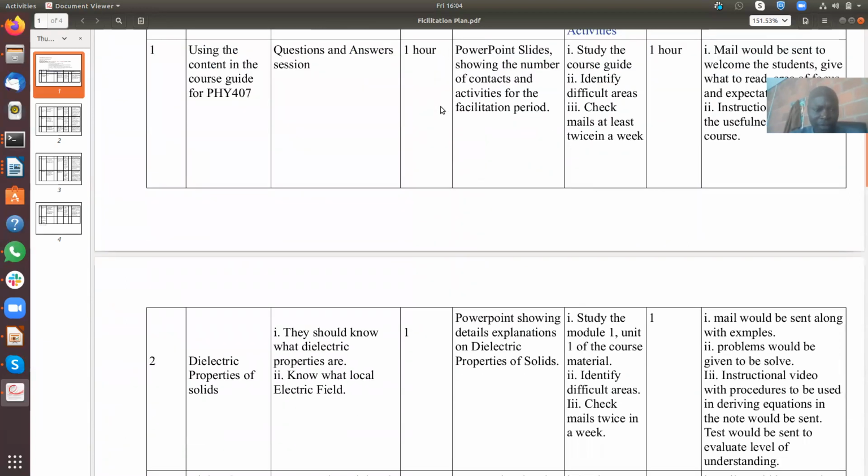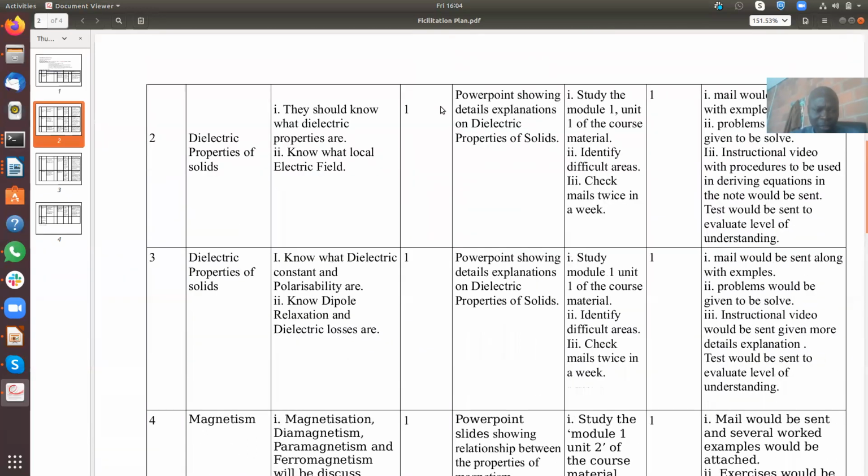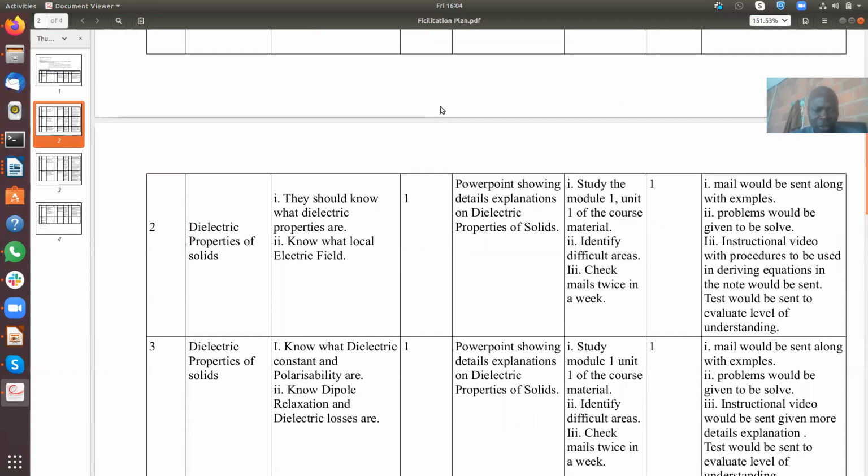I have broken down the course into modules per week. The second week of our lecture, which is next week, we shall be discussing dielectric properties. What exactly are we going to cover here? We are going to cover mainly the properties of materials that have dielectrics in them. Solids, specifically. We're going to be discussing some solids and trying to understand the concept of dielectrics in these solids.